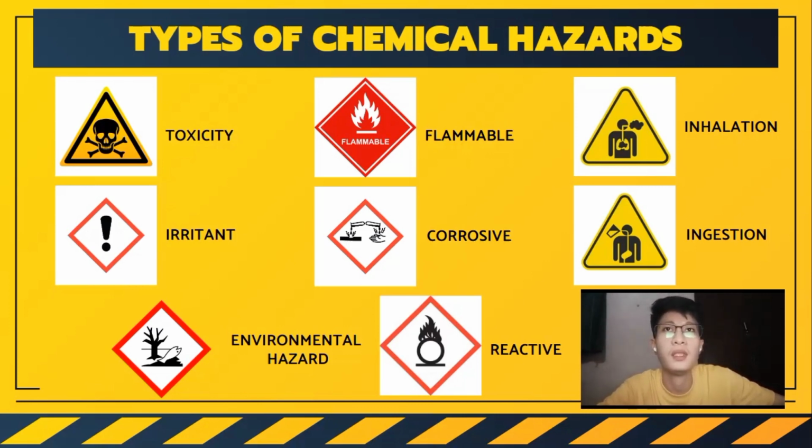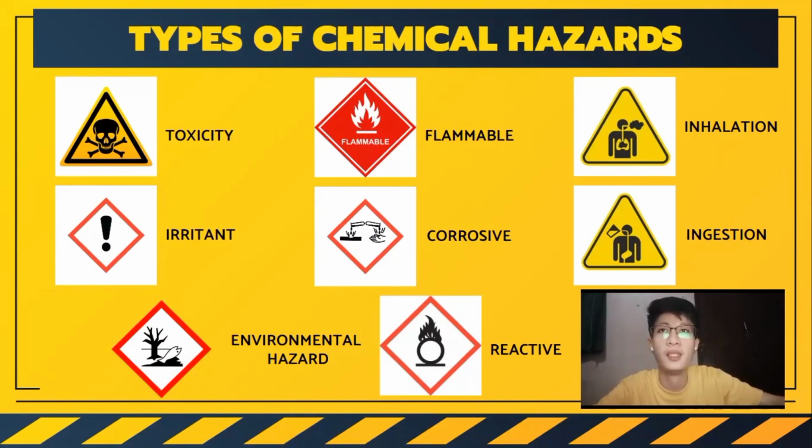Examples of corrosive materials include strong acids like hydrochloric acid and sulfuric acid, strong bases like sodium hydroxide and potassium hydroxide, and some cleaning agents. Corrosive substances can cause severe burns or tissue damage upon contact and can also damage equipment and infrastructure over time.